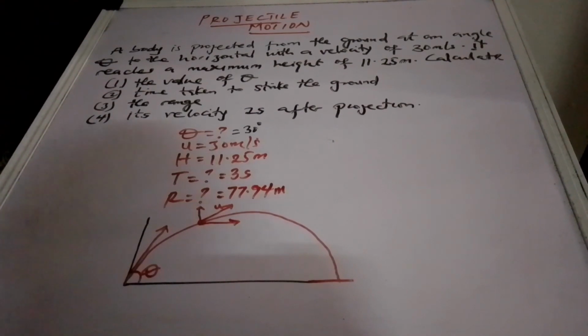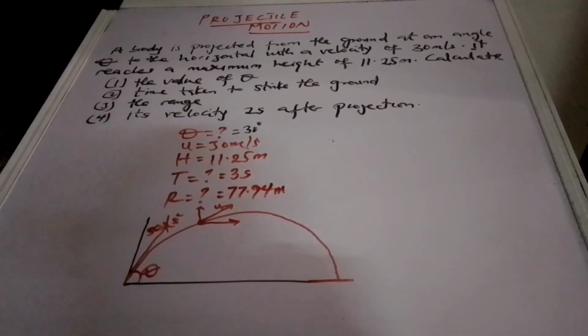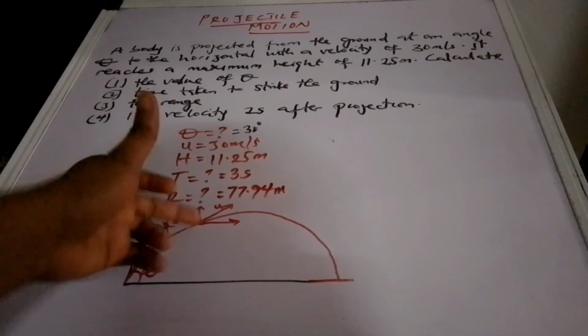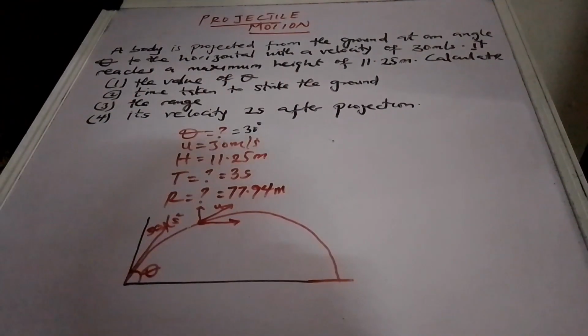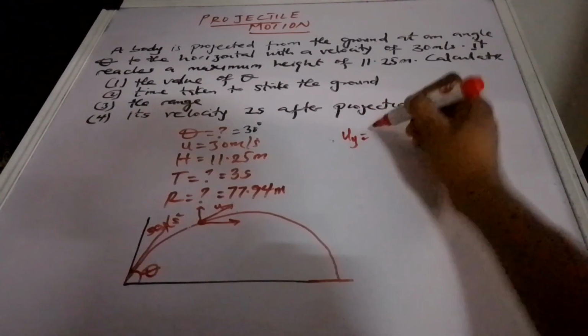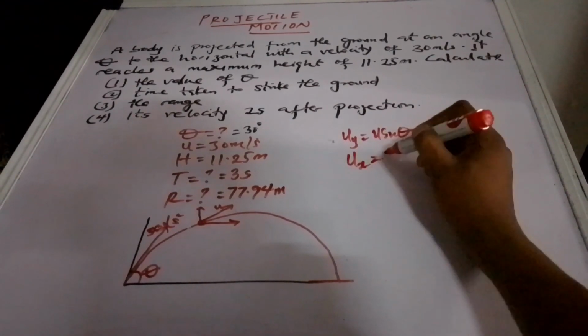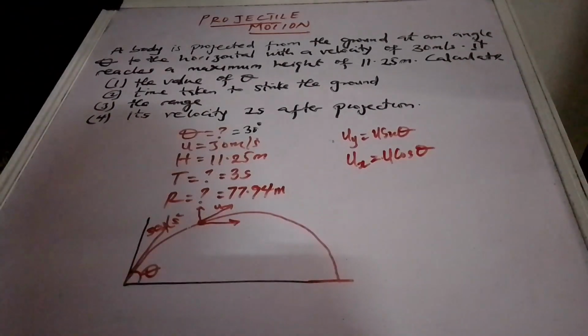Remember, at the starting point here, our velocity is 30 meter per second. So after it has moved 2 seconds, what's going to be our velocity? What we are going to do to know our velocity is simple: find the vertical component and the horizontal component, and find the resultant. So the resultant velocity is going to be our velocity 2 seconds after projection. Now, remember that when an object is projected, the vertical component uy is u sine theta, and the horizontal component, which is ux, is given as u cos theta. That's our vertical component, and that is our horizontal component.